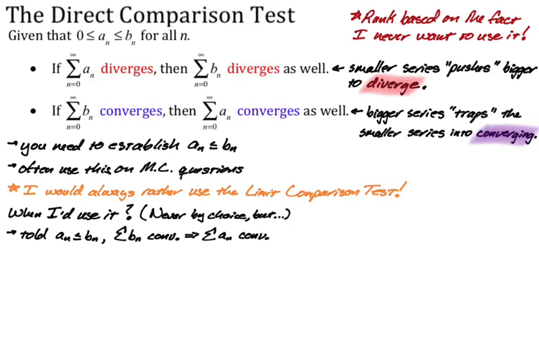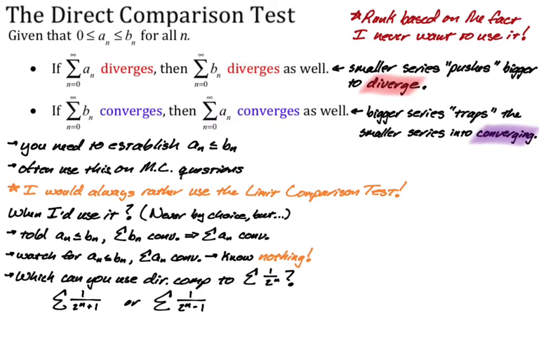Something to watch out for, though, obviously, is the notion of cannot be determined. So if a sub n is less than or equal to b sub n and a sub n converges, there's nothing that we know. We don't know if b sub n converges. We don't know if it diverges. Just because a sub n is less than b sub n, we just don't know.